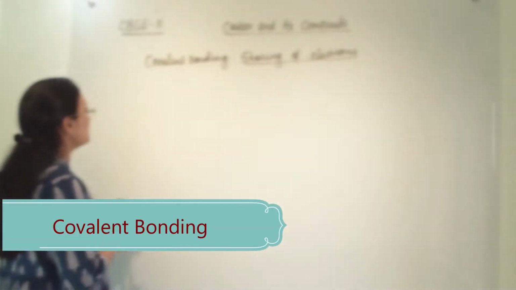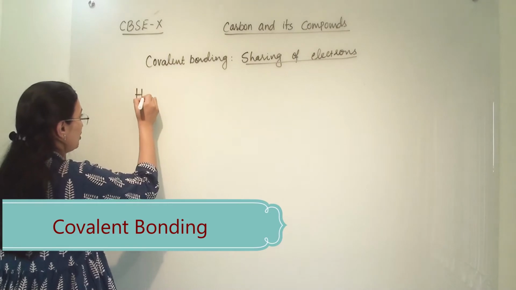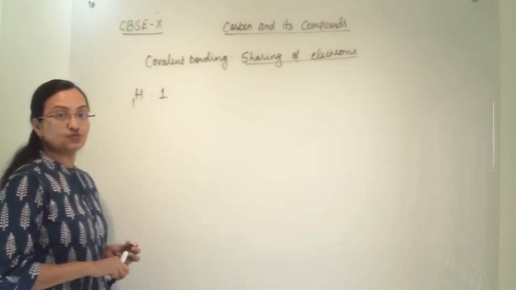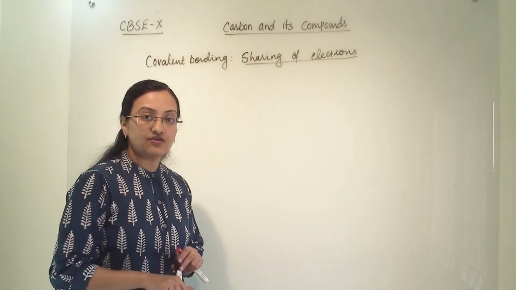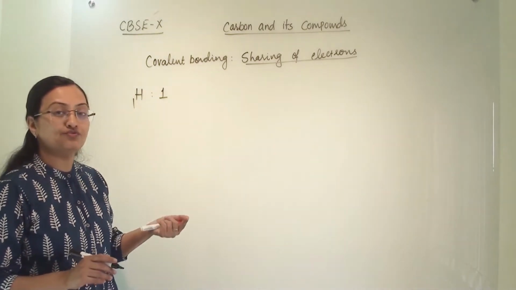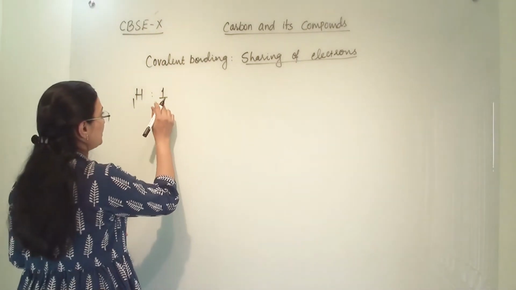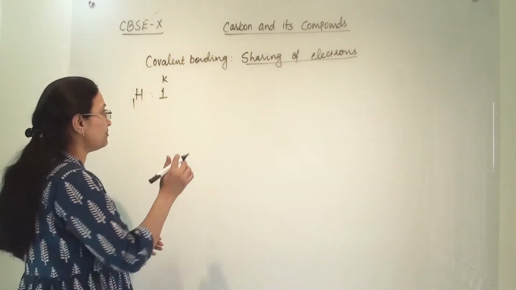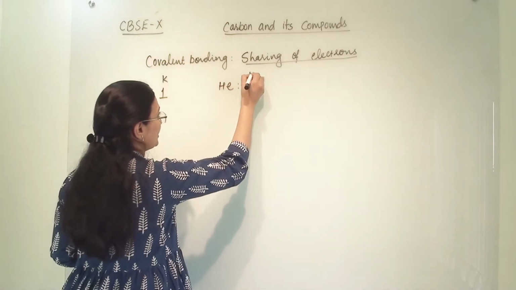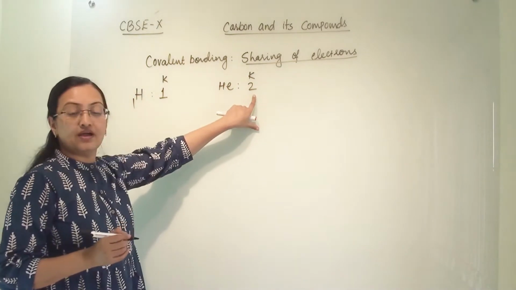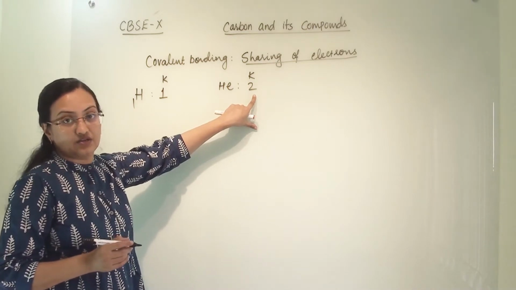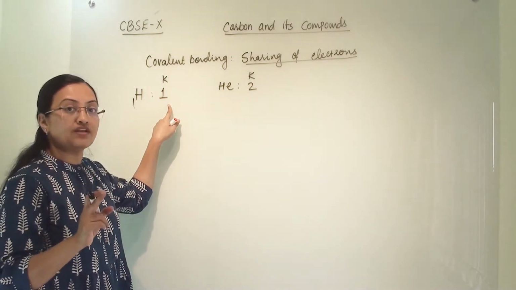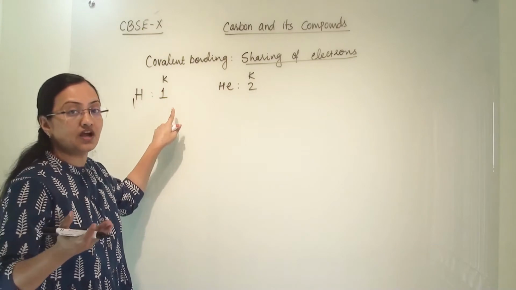Here let us take one simple example, the hydrogen molecule. Hydrogen's atomic number is 1 and its electronic configuration is 1. Hydrogen can donate an electron and form a bond, but here hydrogen will share electrons. Hydrogen's K shell has 1 electron. If it wants to be stable like helium, the K shell has to have 2 electrons so that it is completely filled. Either it can accept 1 electron or it will share 1 electron with another hydrogen atom.